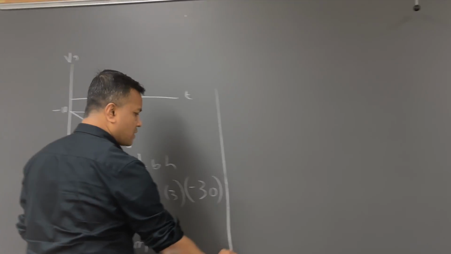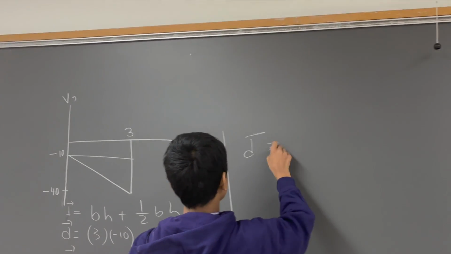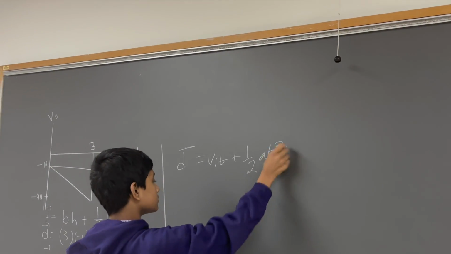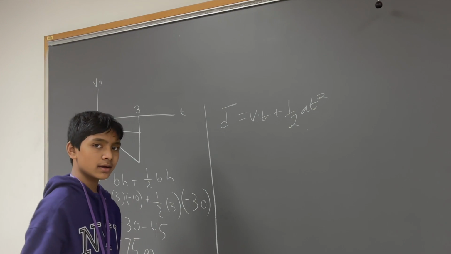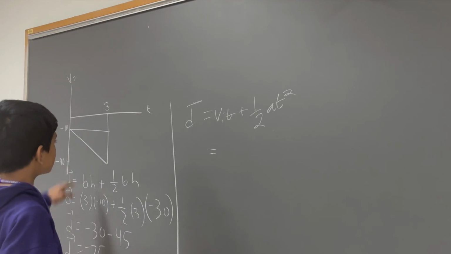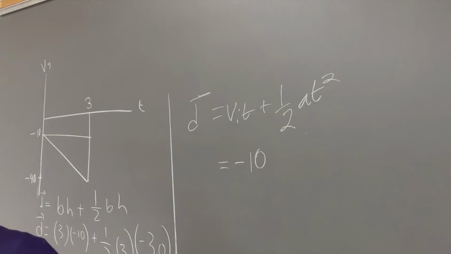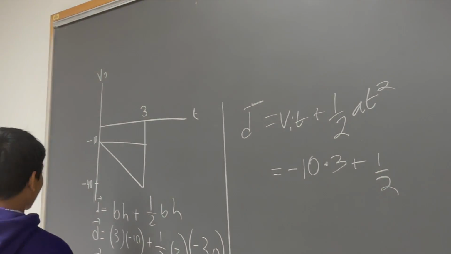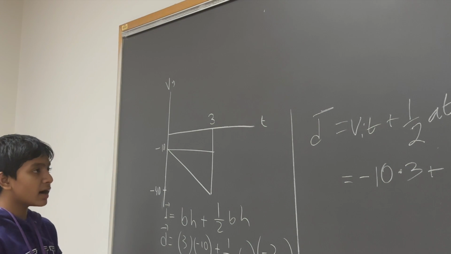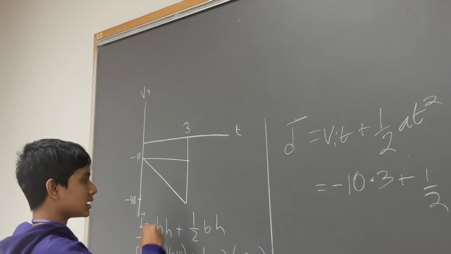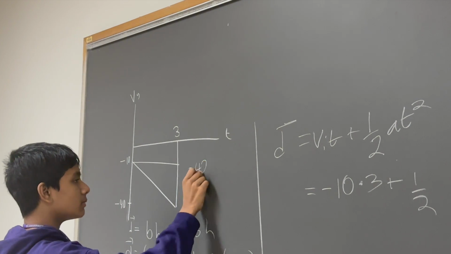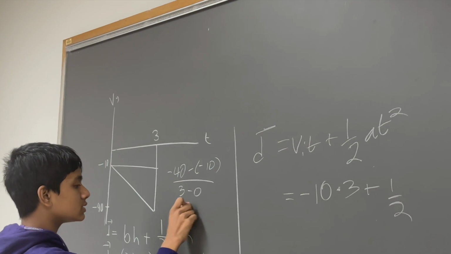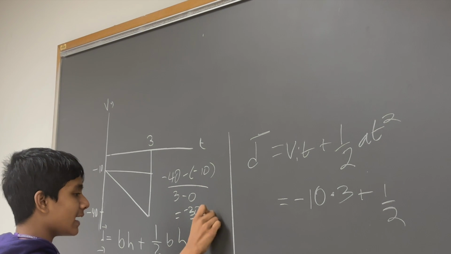Now Shubhana is going to show a different way. Displacement is equal to initial velocity times time plus half times the acceleration times time squared. Sorry, I forgot to state that. The initial velocity, as we can see in this graph, is negative 10. The time taken over this interval is 3 seconds, plus half. Well, to figure out the acceleration, we're going to need to figure out the slope of this line. What's that going to be? Well, it's the difference in y, which is negative 40 minus negative 10, divided by the difference in x, which is 3 minus 0, which is minus 30 over 3, or negative 10 meters per second squared.